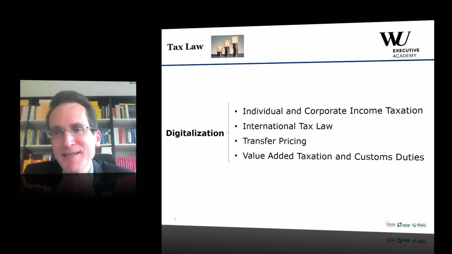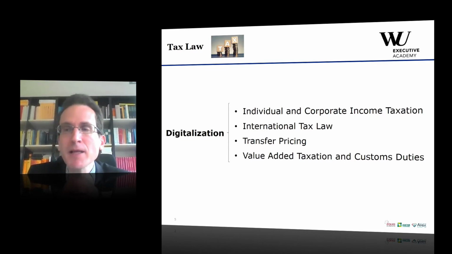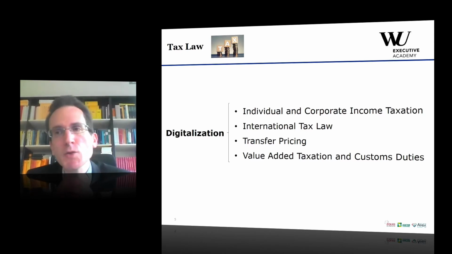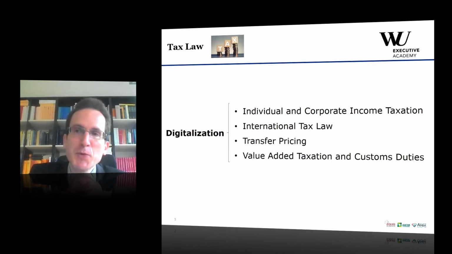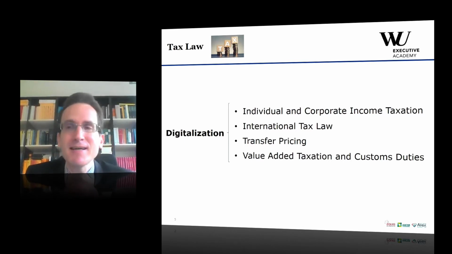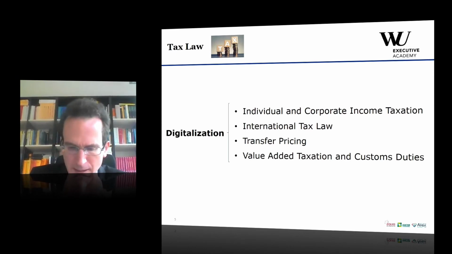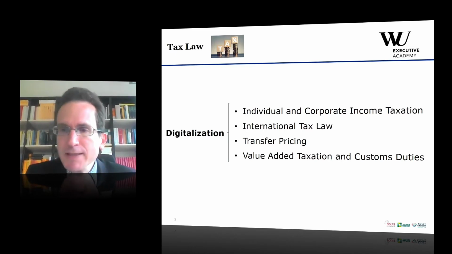And of course, with regard to custom duties, how can you get the best trade agreement? So which country should be used to import goods from to your country? Can you go to the next slide, Justina, please?